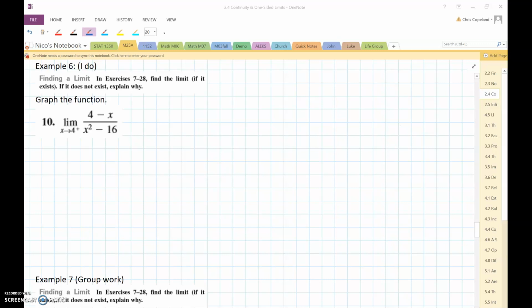Okay, example 6, we're going to find the limit. If the limit does not exist, we'll explain why. We're going to use a graphical approach here.